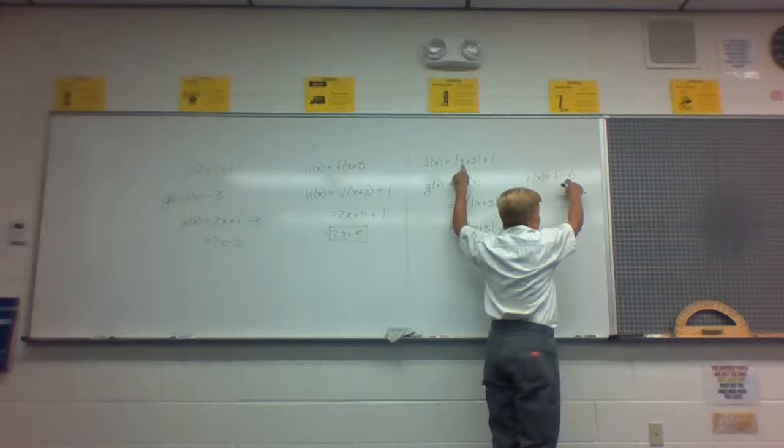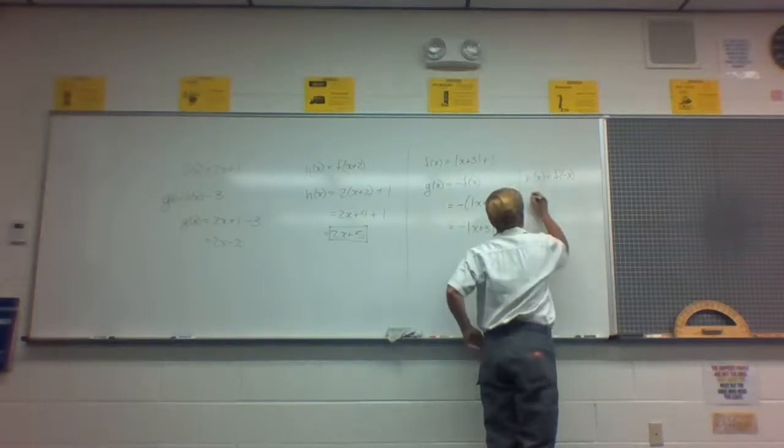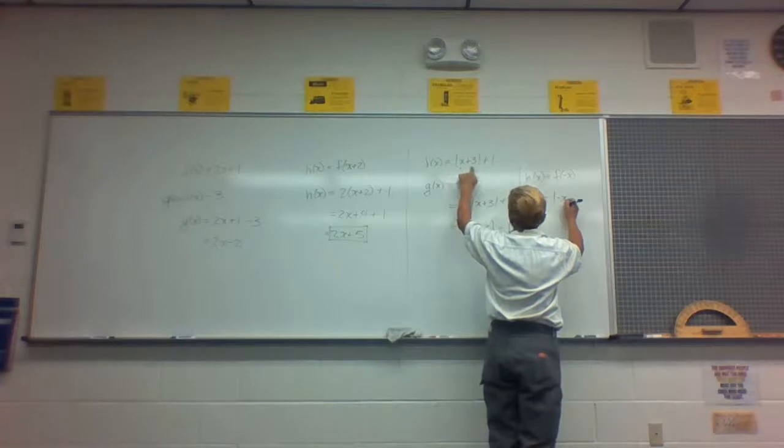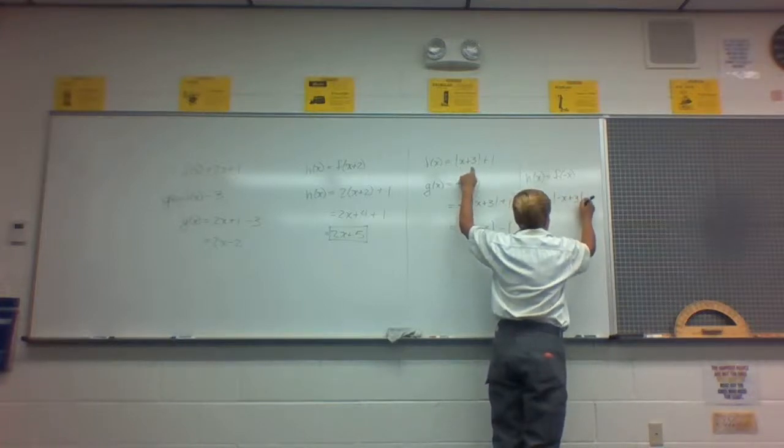Yeah? So I'm going to get h of x, I'm going to divide this. H of x is going to be equal to f of negative x. So I look here and I have the absolute value of negative x. That x got replaced with negative x. Plus 3 plus 1.